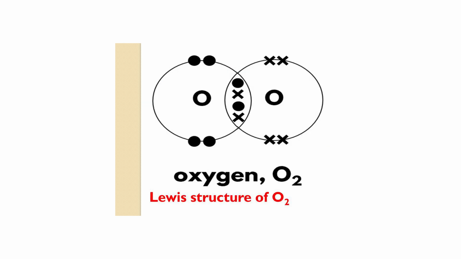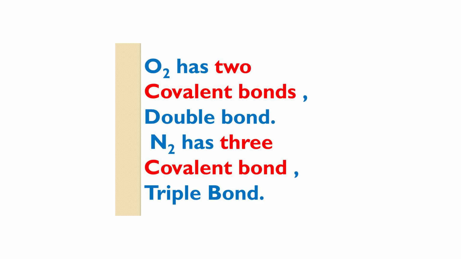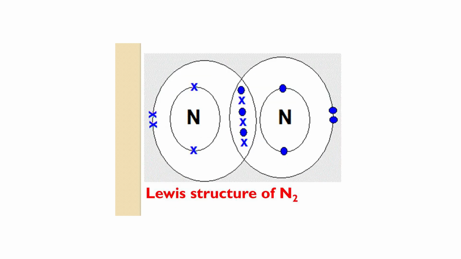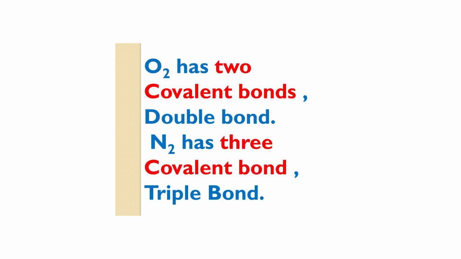See the chart. Oxygen, atomic number 8, electronic configuration 2, 6, valence electrons 6. It requires 2 more electrons to complete its octet. Each oxygen atom shares 2 electrons to complete its octet. Hence, oxygen has 2 covalent bonds, that is 1 double bond. In nitrogen, atomic number 7, electronic configuration 2, 5. So, it requires 3 more electrons to complete its octet. Each nitrogen shares 3 electrons to complete its octet. Hence, nitrogen has 3 covalent bonds, that is 1 triple bond.